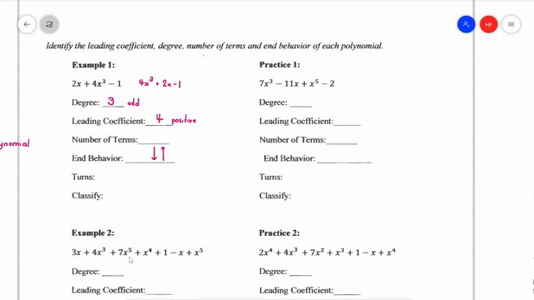Number of terms is 3. We're not going to talk about the number of terms per se. And so we will classify it based on degree and the number of terms. So we have a degree of 3, which means it is a cubic. And we have 3 terms, which means it is a trinomial.